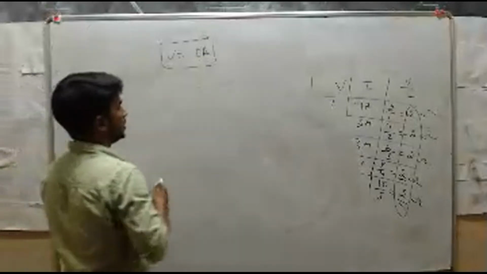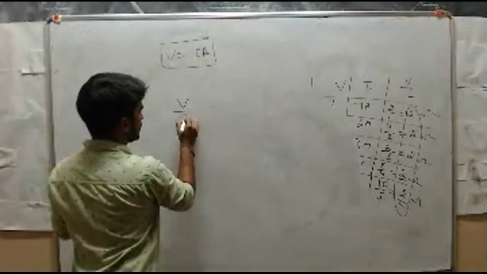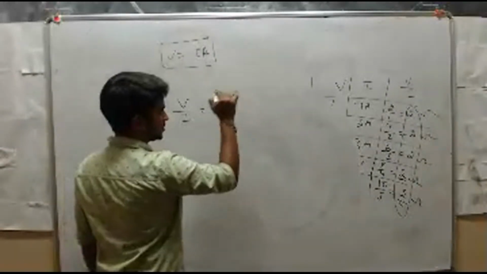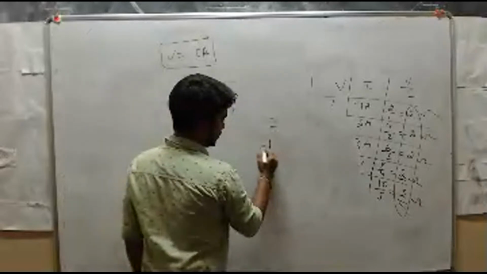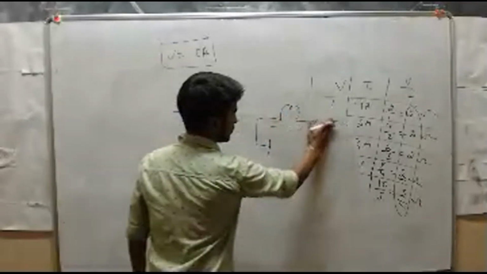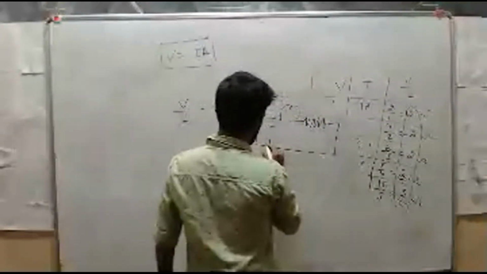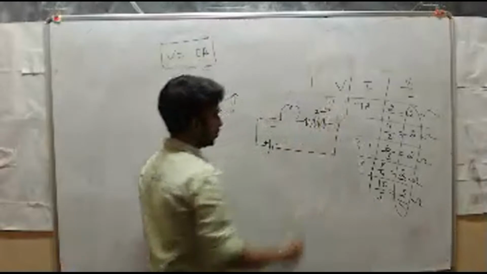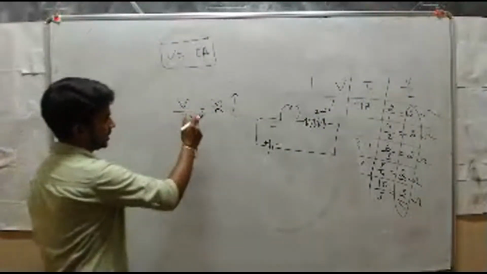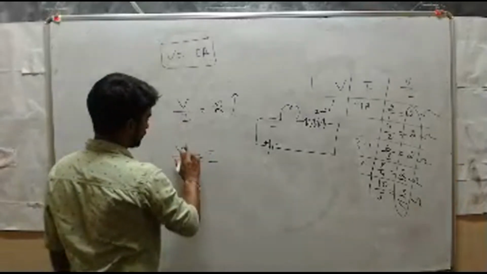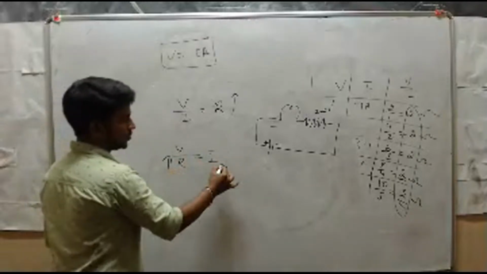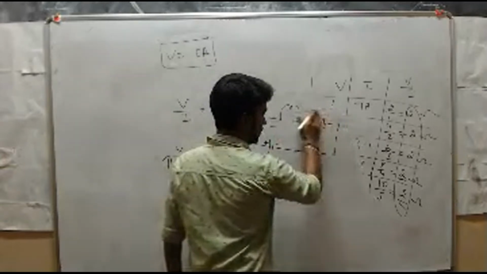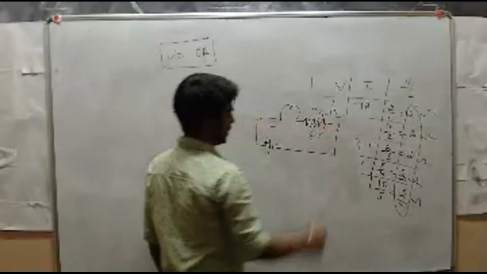Now we can write this formula as V by I is equal to R. Now I will increase the resistance. First, in one circuit, I will use 2 ohm. Or we can write this relation as V by R equal to I. When you increase the resistance, what about the current? First I will use 2 ampere, then I will use 4 ampere, then I will use 6 ampere.